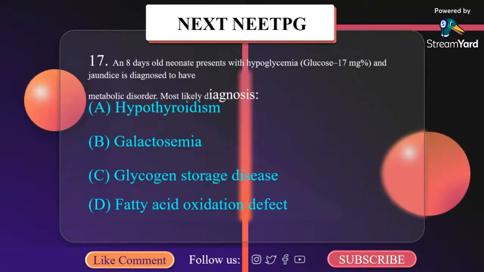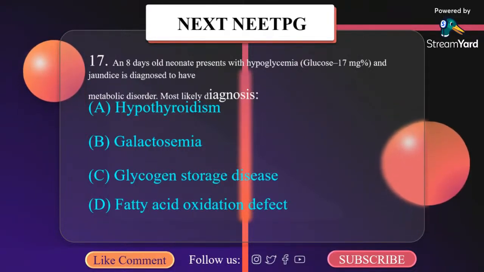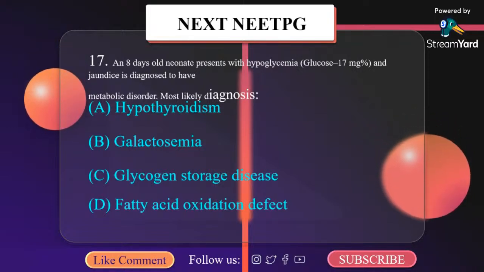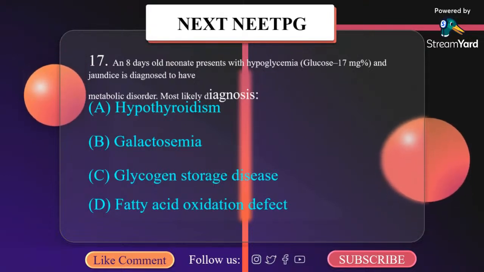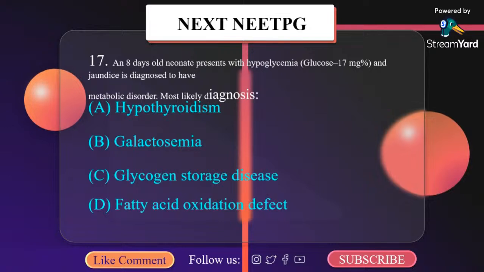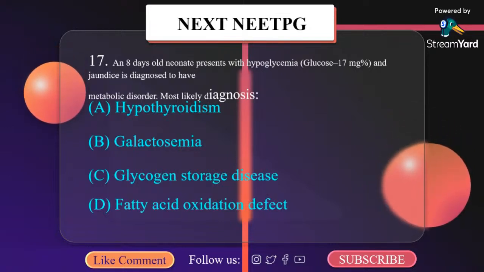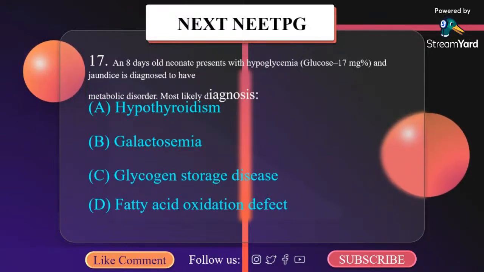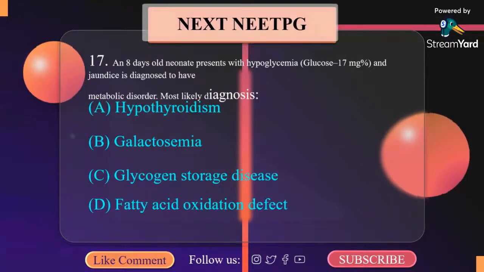An 8-day-old neonate presented with hypoglycemia, that is glucose is 17 milligram percent, and jaundice, and is diagnosed to have a metabolic disorder. Most likely diagnosis: hypoglycemia, jaundice, and symptoms after the initiation of breastfeeding suggest a diagnosis of galactosemia. The four options are A. Hypothyroidism, B. Galactosemia, C. Glycogen storage disease, D. Fatty acid oxidation defect. So the correct answer here is B. Galactosemia.